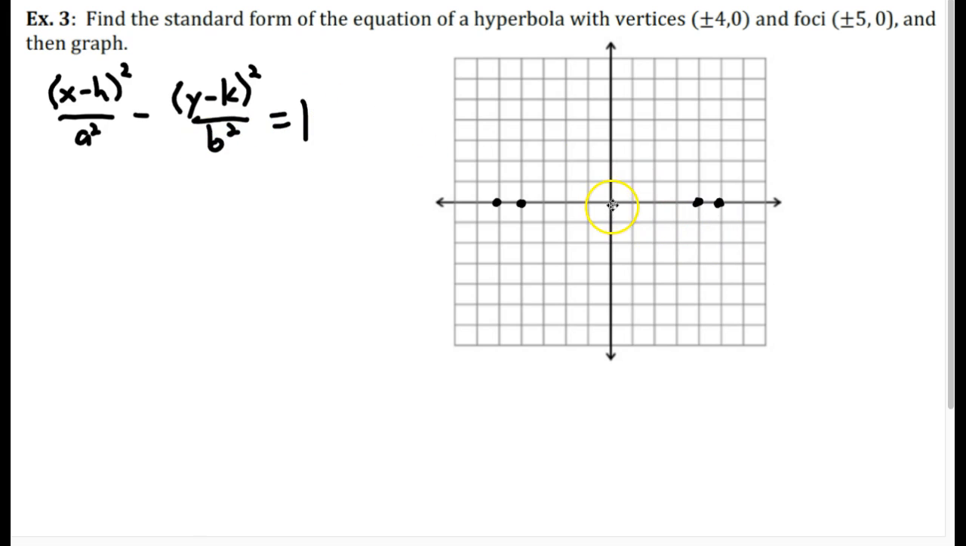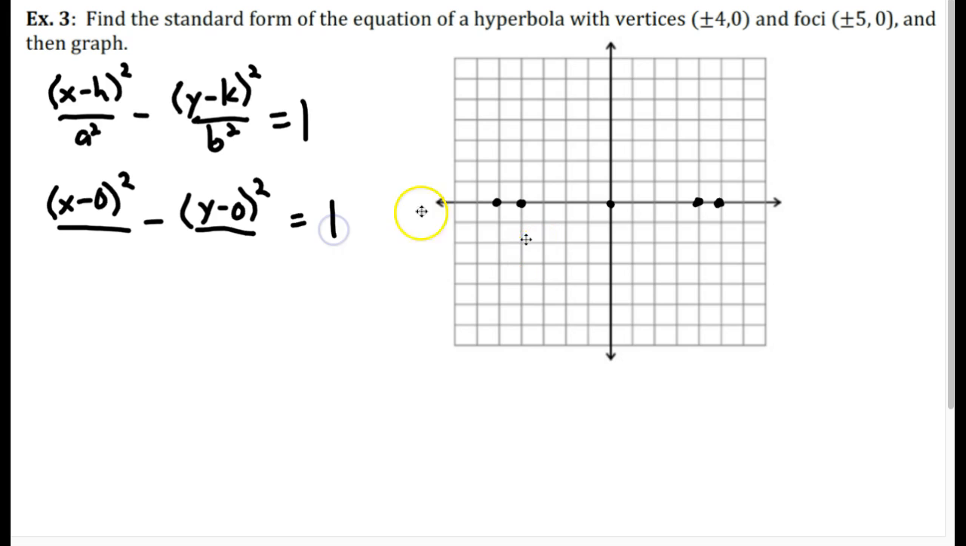So right off the bat, I can get the center is going to be at 0, 0, halfway in between the vertices or halfway in between the foci. So I can go ahead and fill that in. So x minus 0 squared over something minus y minus 0 squared over something equals 1. Well, I can already see the distance from the center to each vertex. That's a distance of 4. So 4 squared is 16.